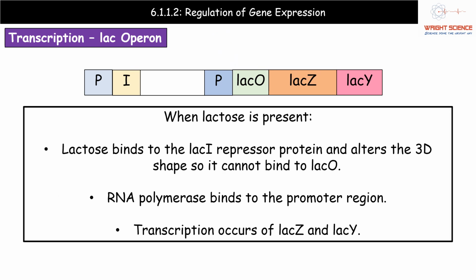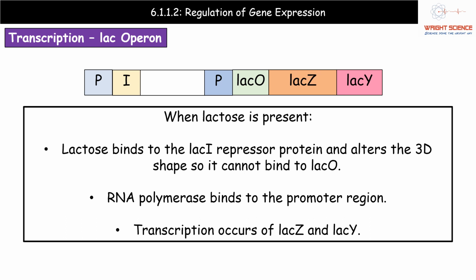If we now consider the situation when lactose is present, the lactose is going to bind to this lac-I repressor protein that's been made. So we've got this repressor protein that's then going to bind to lactose, and as a result of that, it alters the three-dimensional shape of that repressor protein. That means it can't bind to our lac-O.